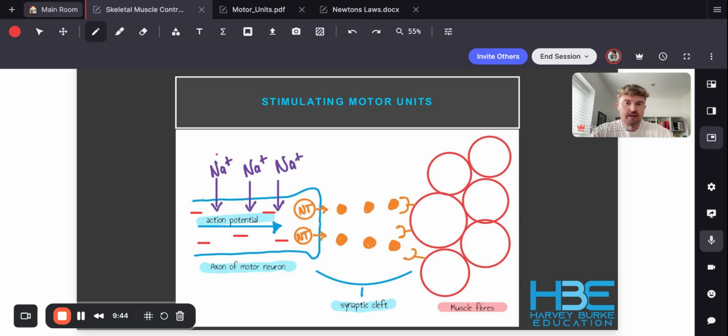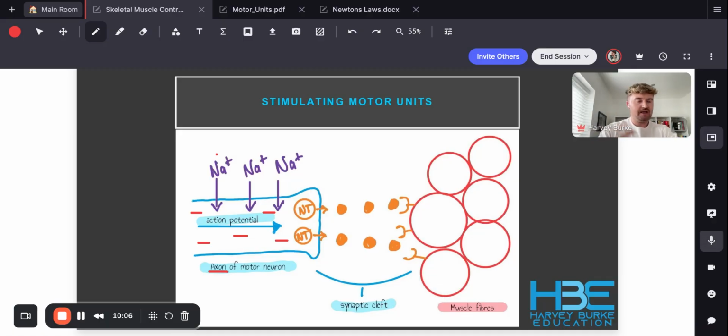Your first marks here are going to be for saying that an action potential travels down the axon of a motor neuron. Now, in the past, that's got you 2 marks, and in the most recent mark scheme, it was only 1. But you'll definitely want to say that an action potential travels down the axon of a motor neuron.